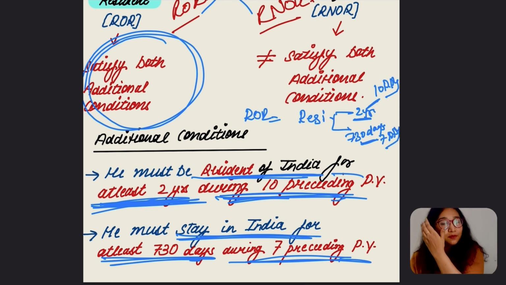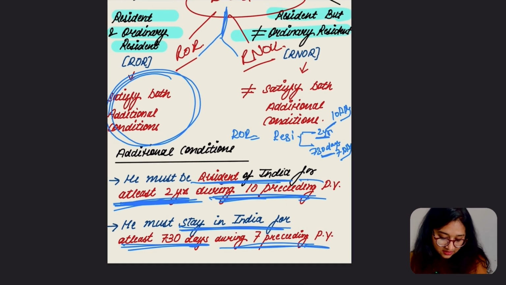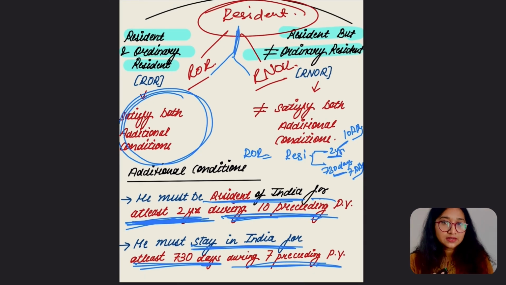PPY. For at least 7 preceding previous years, right? The first condition was at least 2 years out of 10 preceding previous years. The second is 730 days out of the 7 preceding previous years. Hope this part was clear.